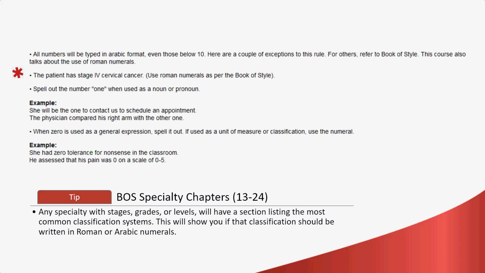Okay, so then the next is when 0 is used as a general expression, spell it out. If used as a unit of measure or classification, use the numeral. So it's kind of similar to 1. So he had 0 tolerance for nonsense in the classroom. We can't say he had 2 tolerance for nonsense. It's not being used as an amount. It's being used as a general expression. So we're going to write out the word. But if 0 is being used as a numeral, an amount, you need to use the number 0, okay?